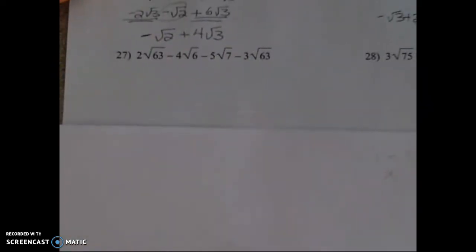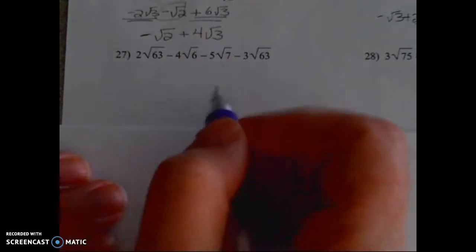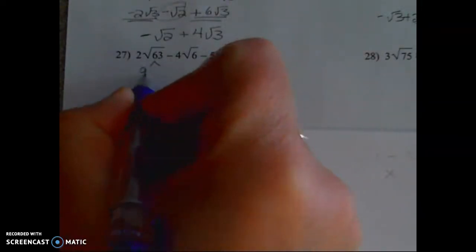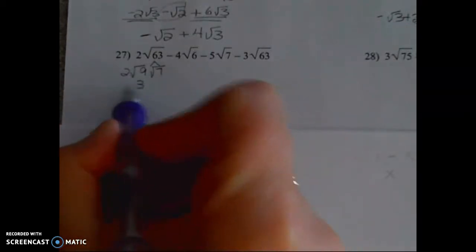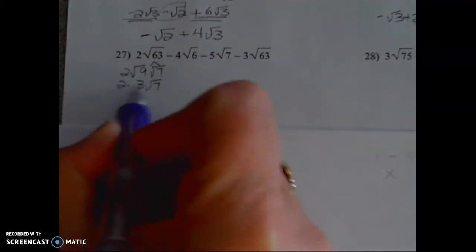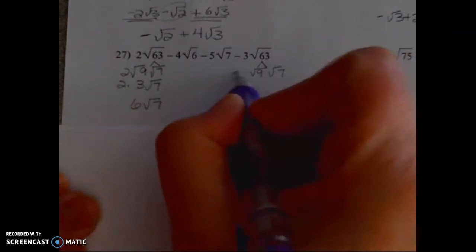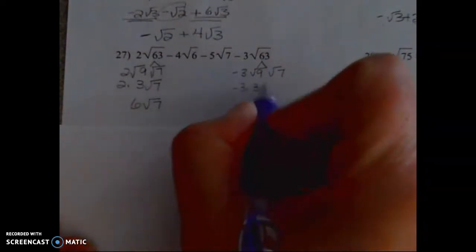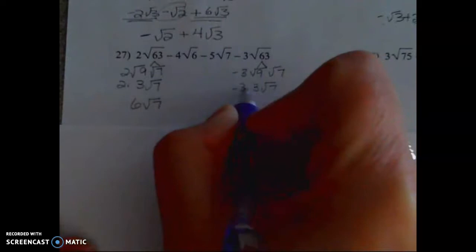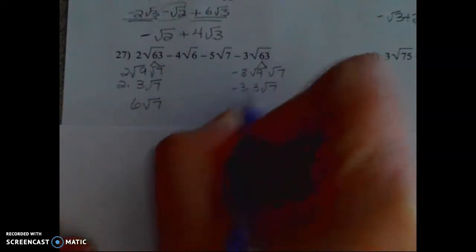Let's try these. 63. That's definitely 9 times 7. Square root of 9 is 3. 2 times 3 is 6 root 7. The other 63 also can be simplified to 9 times 7. Square root of 9 is 3. Don't forget to bring this negative 3 down in the front. You can multiply these. Negative 3 times 3 is negative 9 root 7.